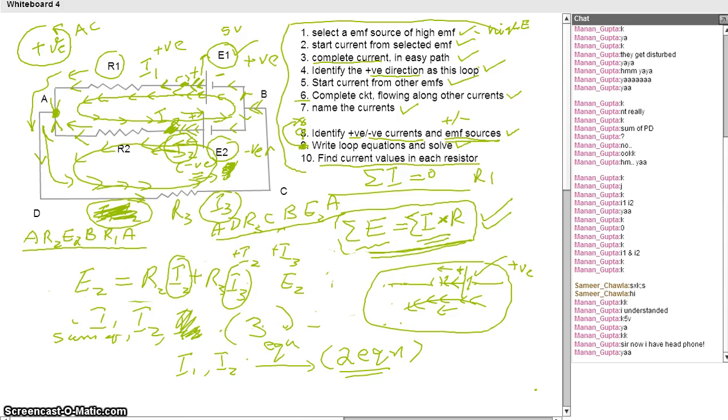These are the rules, you can note them down. The loop rule and the junction rule. Got the idea? Any questions?